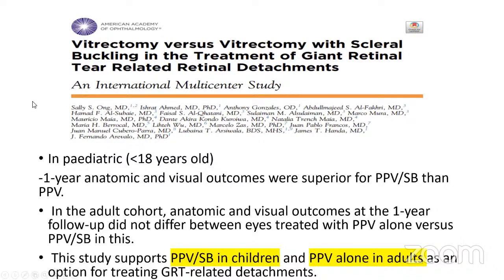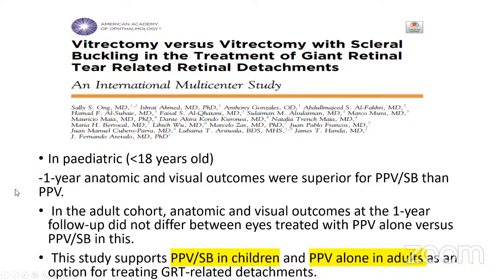So this is one of the recent studies, a multi-center study published last year, comparing vitrectomy versus combined vitrectomy with scleral buckle in the treatment of giant retinal tear related retinal detachment. It includes pediatric as well as adult patients. In pediatrics, the cutoff age is 18.